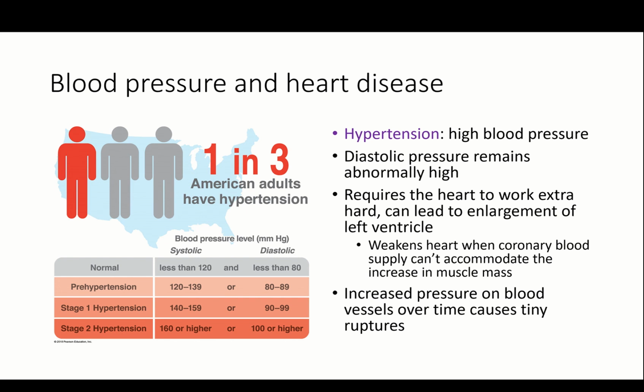Eventually, this can weaken the heart, especially when the coronary blood supply cannot accommodate that increase in muscle mass. And as a downstream consequence, this also increases the pressure on those blood vessels that are immediately off the heart, things like the aorta, because over time, this stronger pressure because of an enlarged left ventricle can lead to tiny ruptures in that aorta, and you could even get something like aortic rupture.